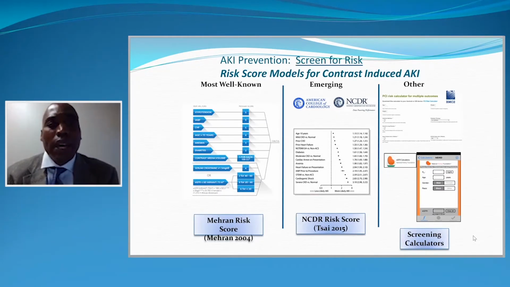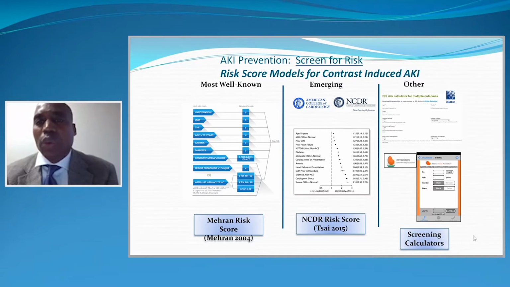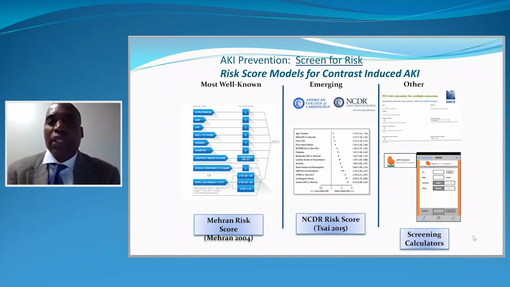Now, this slide illustrates some of the more prevalent risk score models for evaluating contrast-induced acute kidney injury. To the far left is the Mehran risk score, and that's the most popular score, one that we utilize. The one in the middle of the screen is the NCDR risk score, and then to the right, we have a PCI risk calculator, which is also rarely used.